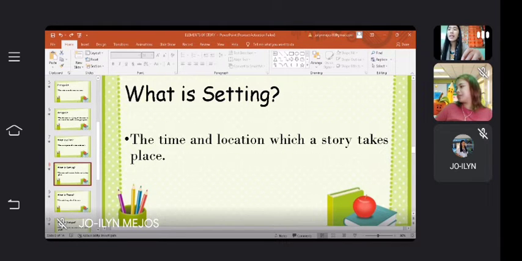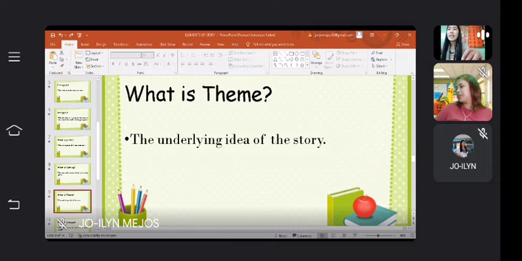So next is the theme. So what is a theme? The underlying idea of the story. So the theme is the idea of the story, the message of the story to the reader.